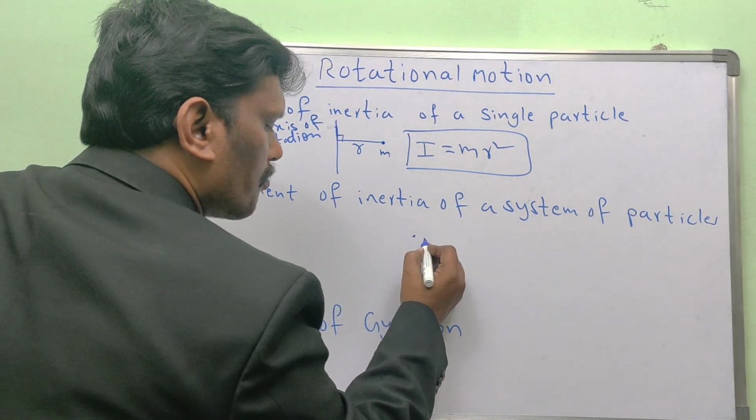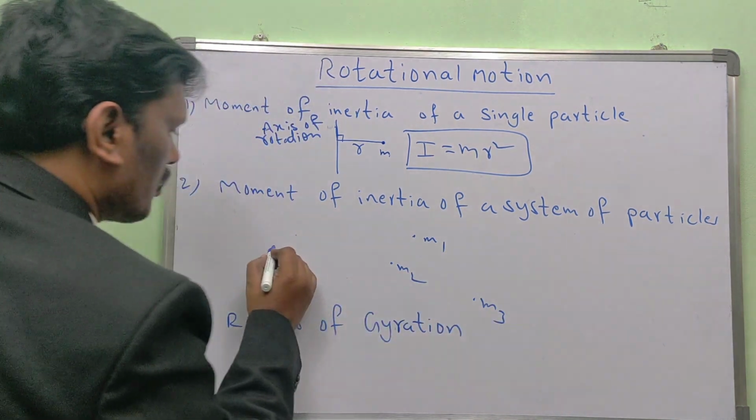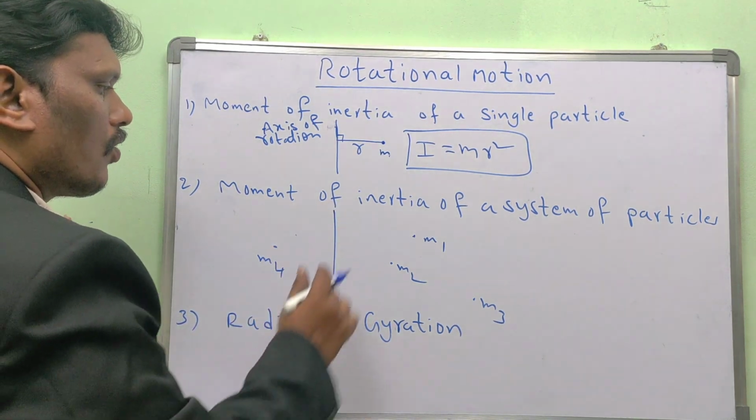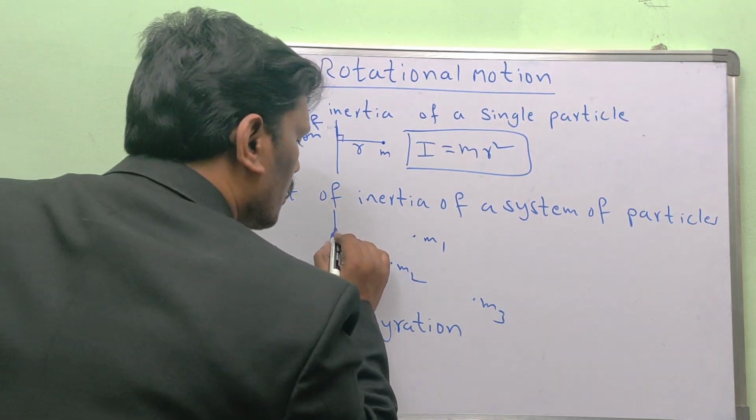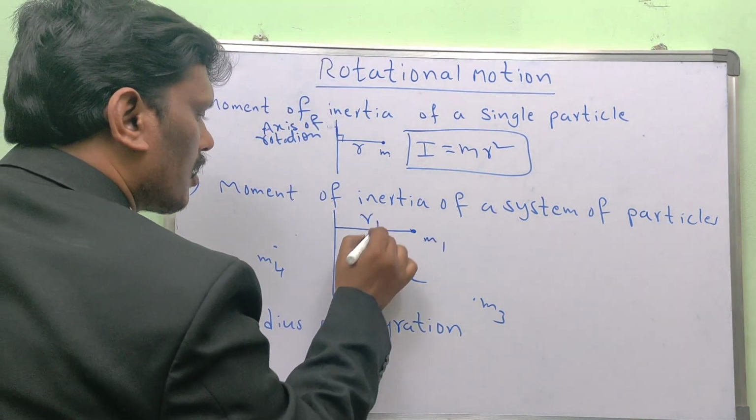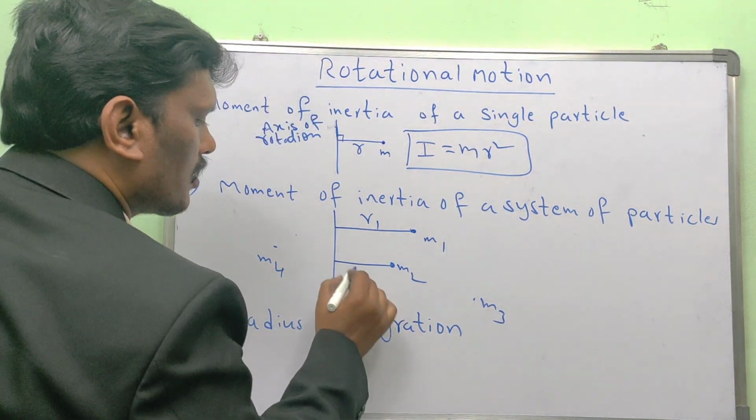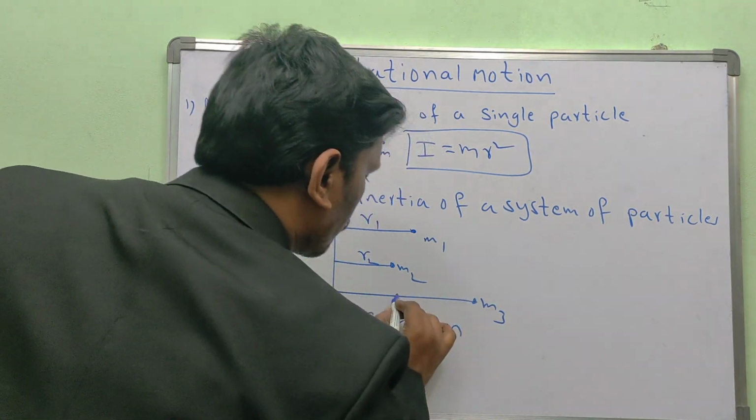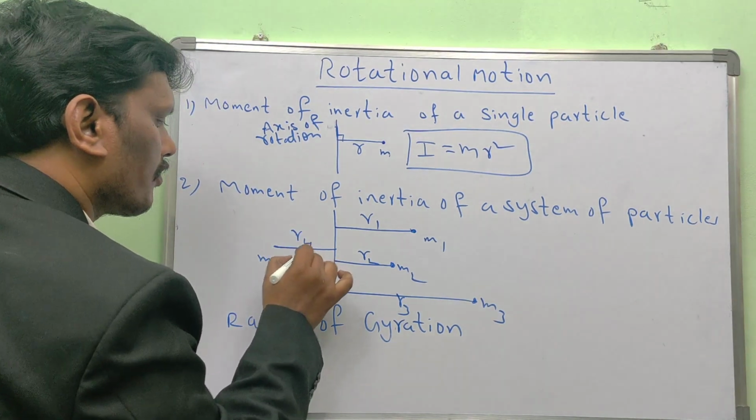If I am going to consider this is the m1 and this is the m2 and this is the m3 and this is the m4. I'm going to consider one axis. This is the axis of rotation now. What is the moment of inertia of all the four particles about this axis of rotation? Now take the perpendicular distance of m1 from the axis of rotation. Consider r1. Perpendicular distance of m2 from the axis of rotation, consider r2. Perpendicular distance of m3 from the axis of rotation, I'm going to consider r3. Perpendicular distance of m4 from the axis of rotation is r4.